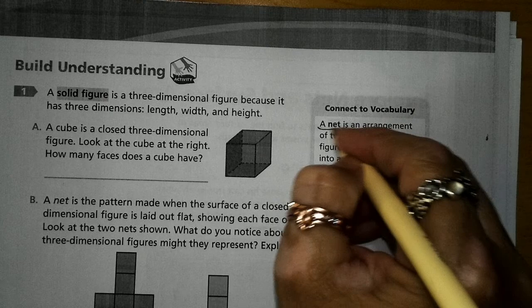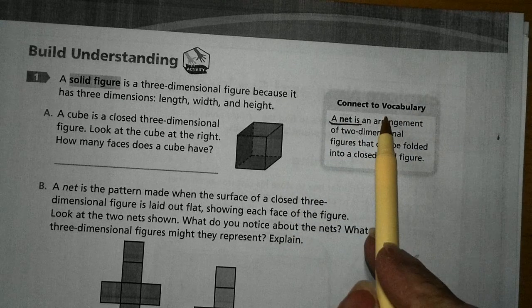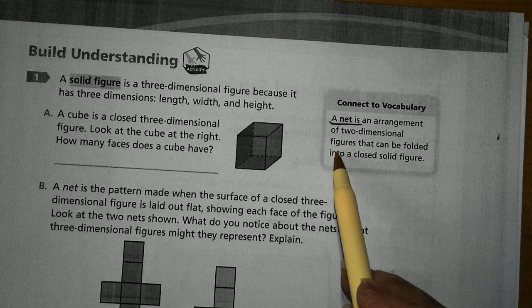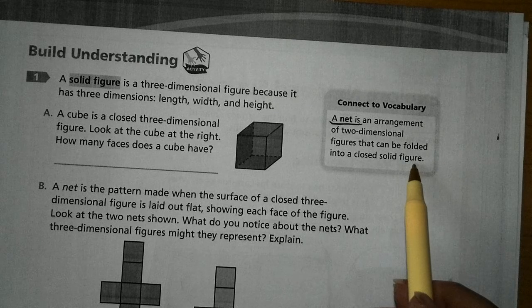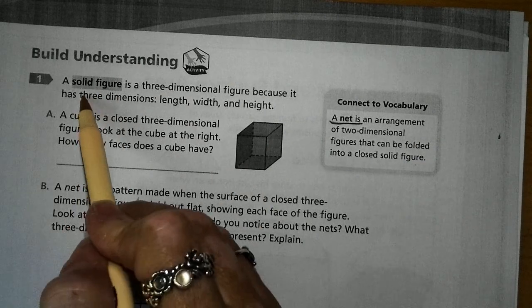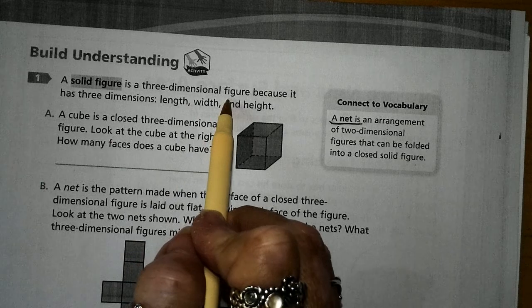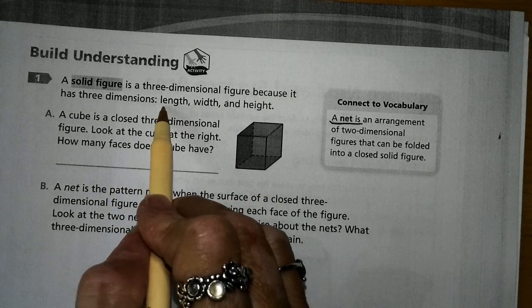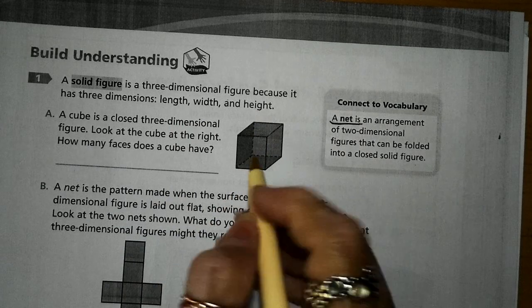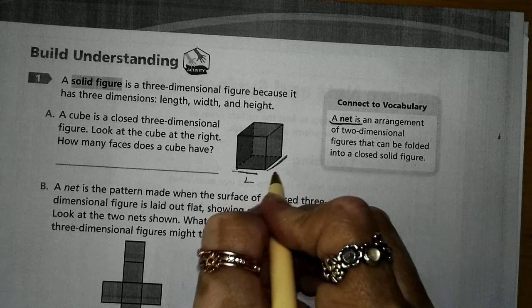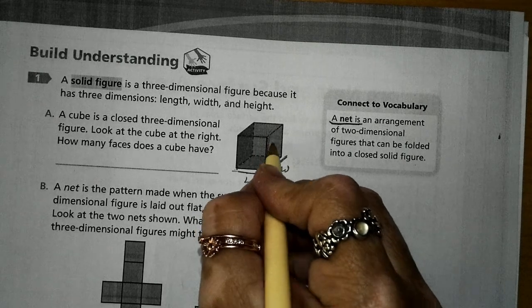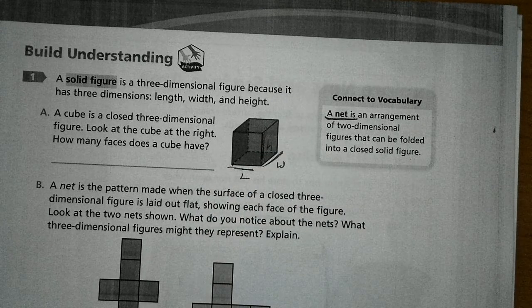All right. Yes, ma'am. So the next thing we are going to look at is what we call a net. So a net is an arrangement of two-dimensional figures that can be folded into a closed solid figure. Okay? So a solid figure is a three-dimensional figure because it has three dimensions: length, width, and height. That's why it's considered to be 3D.